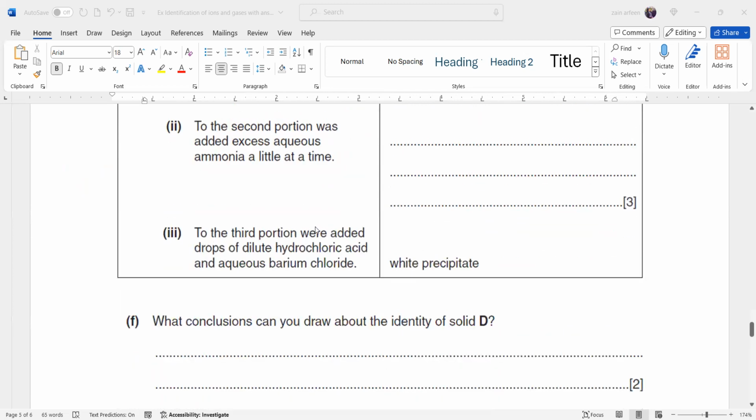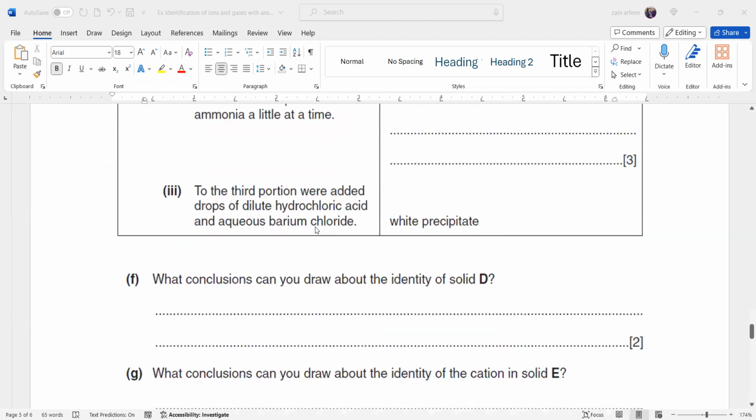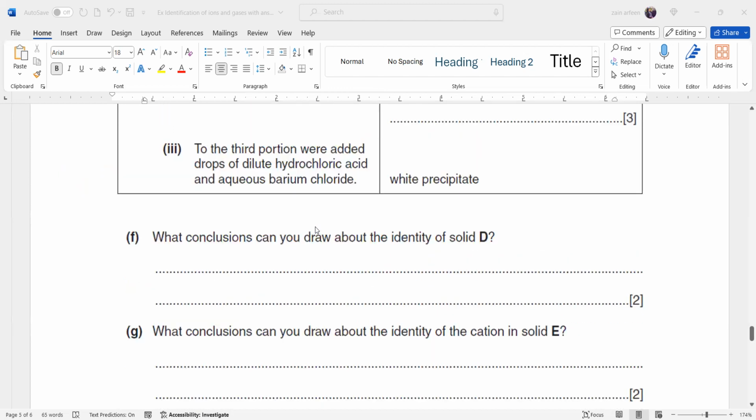To the third portion was added hydrochloric acid and aqueous barium chloride. What is this test for? Adding hydrochloric acid, followed by barium chloride or barium nitrate. Which ion can be tested this way? No. If it is chlorine, bromine, iodine, we add silver nitrate or lead nitrate. But this is barium chloride or barium nitrate.